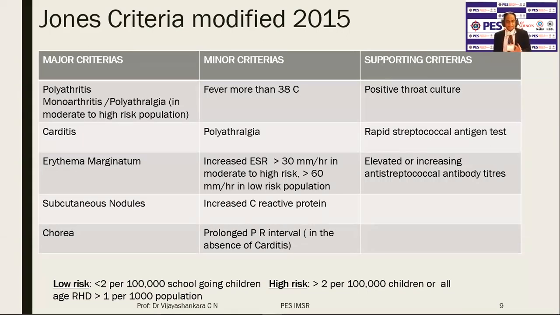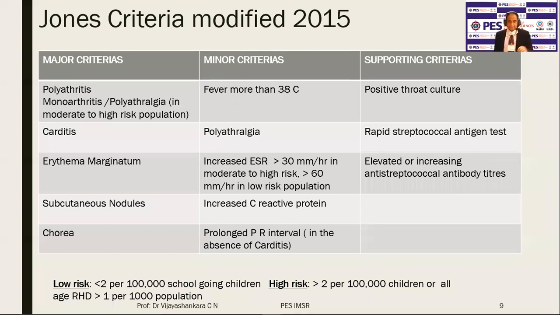Then the second major criterion is carditis. It's carditis, erythema marginatum, subcutaneous nodules, and chorea. They are all major. Minor criteria: fever of more than 38 degrees centigrade in a high risk population, whereas in a low risk population, fever of more than 38.5 is taken as a criterion.